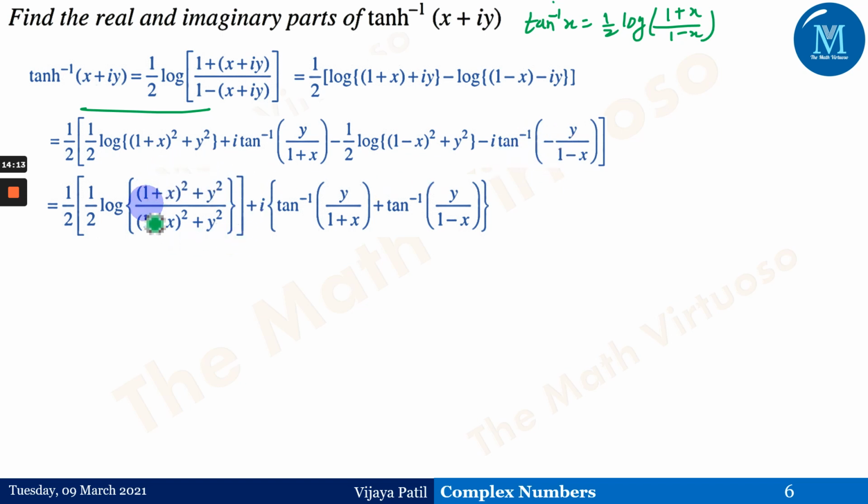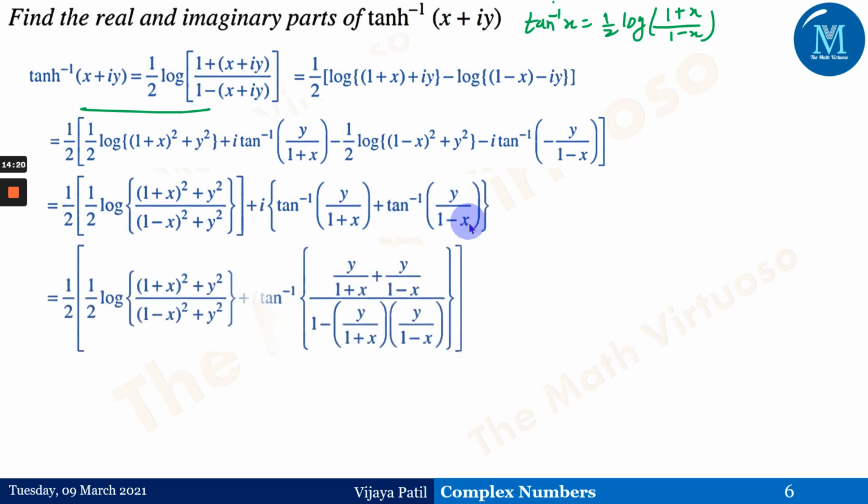Then we are going to get something like this here, i times tan inverse of y upon 1 plus x plus tan inverse of y upon 1 minus x, and so on. After getting this over here, it's 1 by 2 times log of this entire function plus i times tan inverse of, now it's tan inverse of a plus tan inverse of b formula we have used here, right? So we have used tan inverse of a plus tan inverse of b is a plus b upon 1 minus a into b. So that is what we have used here.